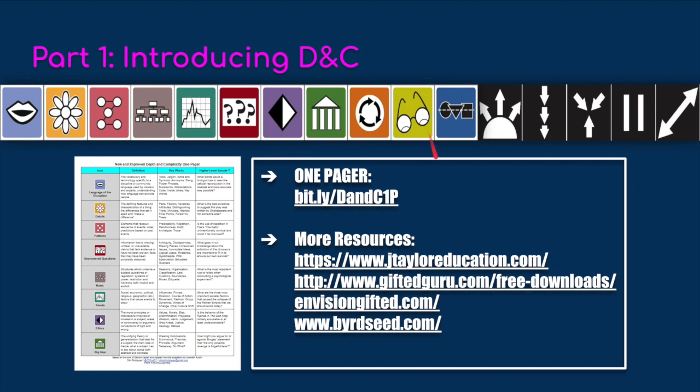In terms of other resources that you might want to take a look at down here, J. Taylor Education provides a lot of really glossy, great materials for your classroom. Gifted Guru, Lisa Van Gemmert's website, has a whole bunch of free downloads with frames and things like that. Same thing with Envision Gifted and also birdseat.com. So if you're really interested in depth and complexity, those are some places that I would recommend looking.